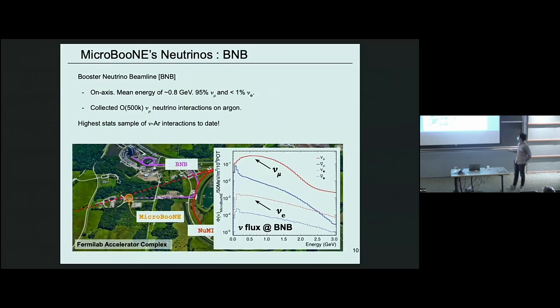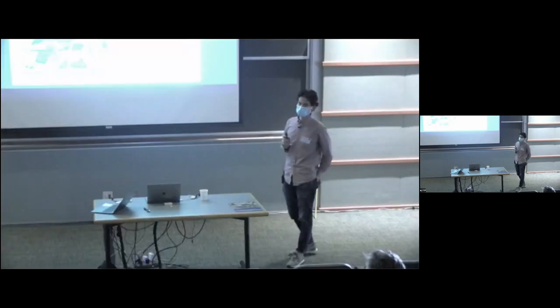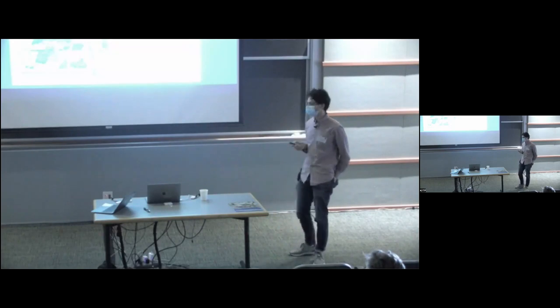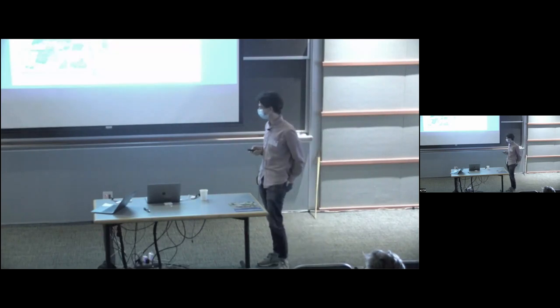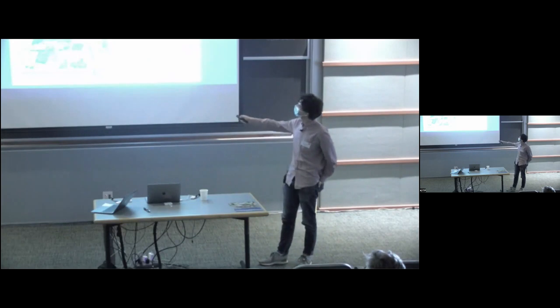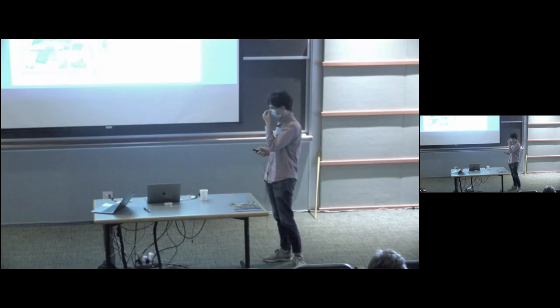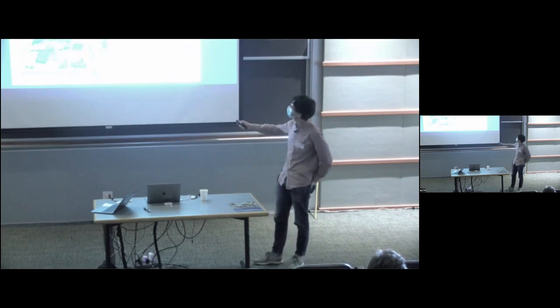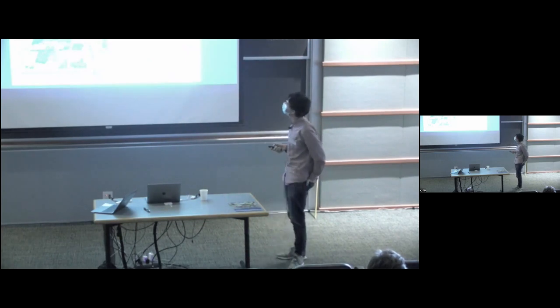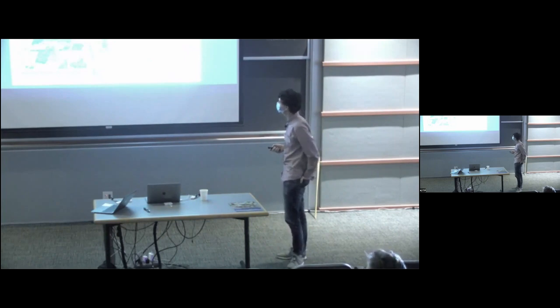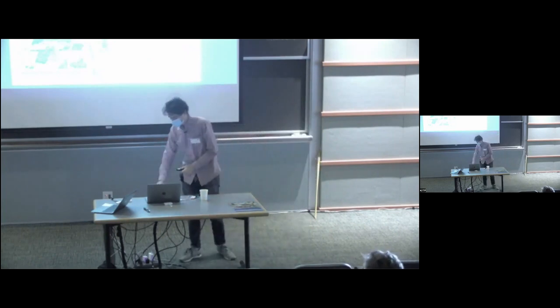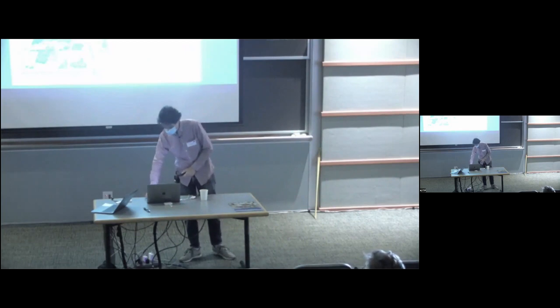The mean energy of the beam is about 0.8 GeV, so we're dominated by sub-GeV neutrinos. And it's primarily a muon neutrino beam with less than 1% nu-e contamination. And again, we sit on this beam line to follow up on the MiniBooNE observation. In this beam, we've collected about 500,000 nu-mu interactions, which are what we're studying for our cross-section program. And so far, it's the highest statistics sample of neutrino-argon interactions, and one of the reasons why the analyses we can do are exciting.